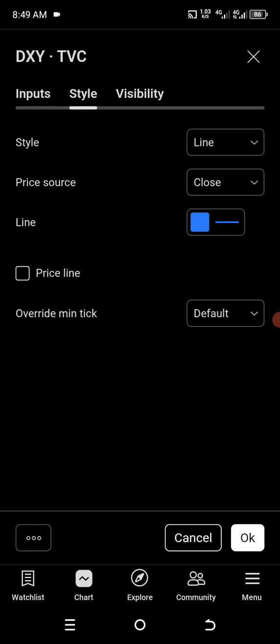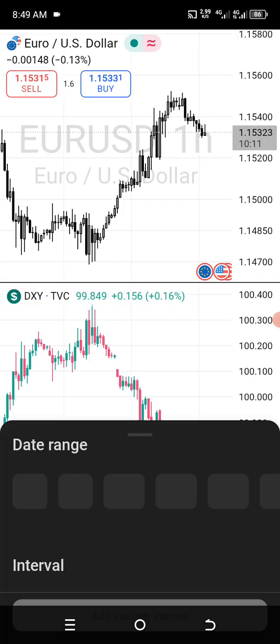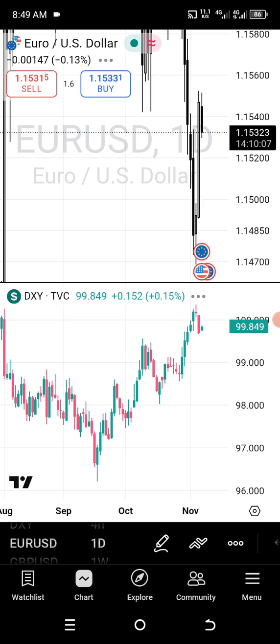This is the dollar index. Right now I'll first go to the daily and compare.